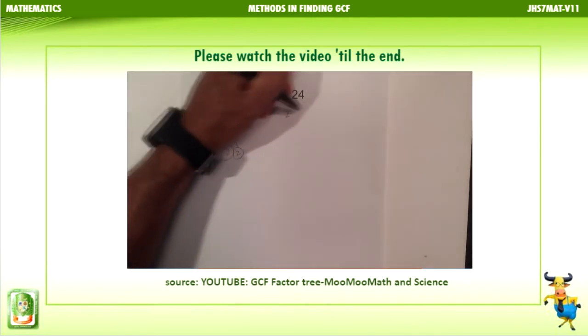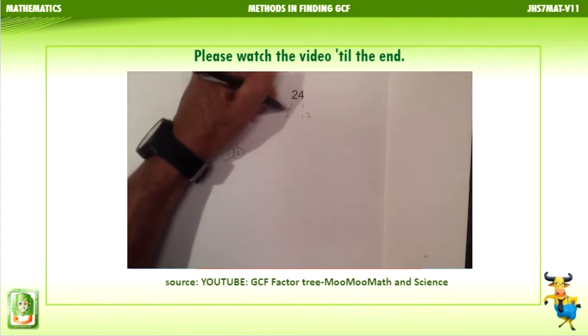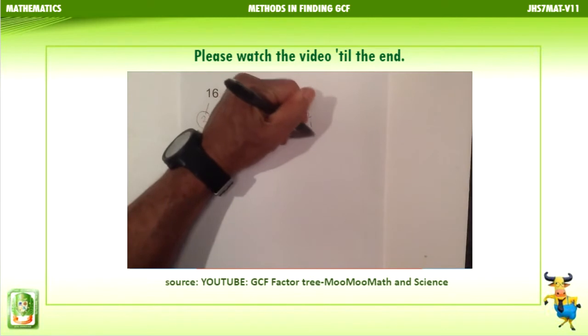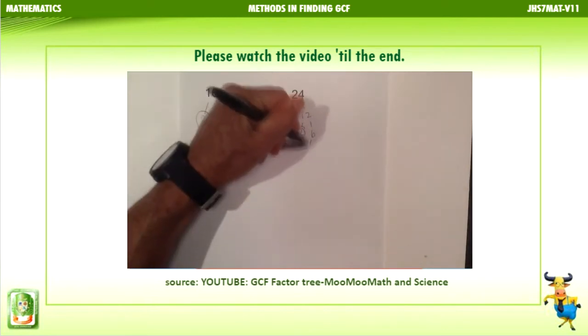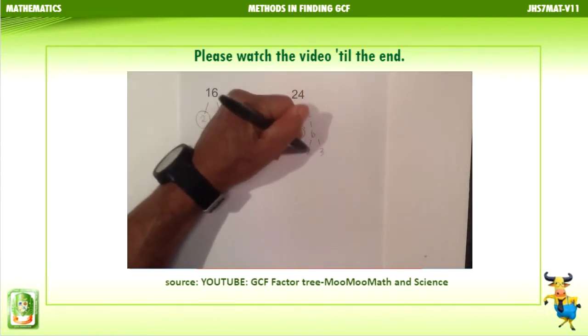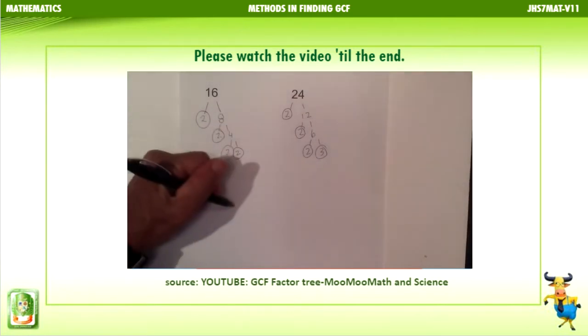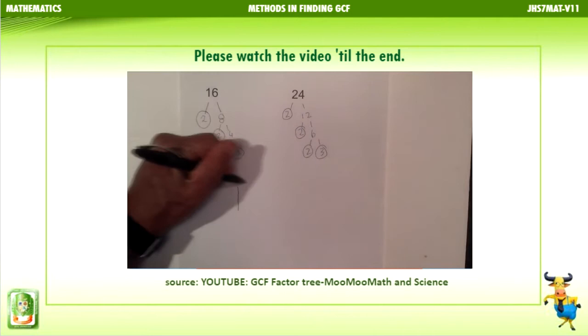Now for 24, 2 goes into 24 12 times, and then 2 times 6 is 12. Again, circle the 2, and then 2 times 3. Circle both of these because they're prime. So now I'll create a prime factorization chart.